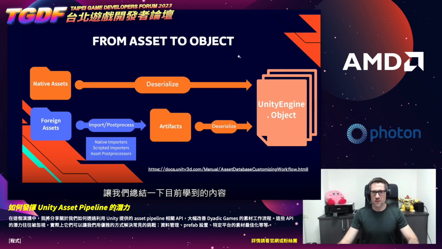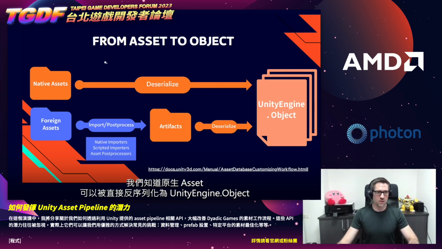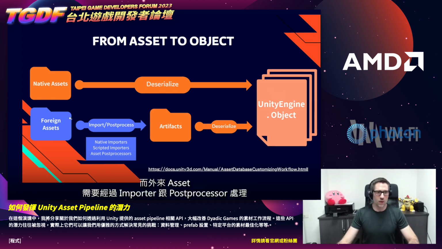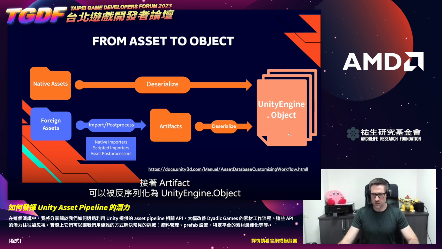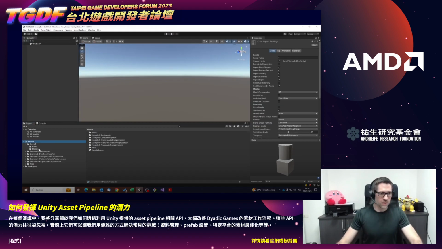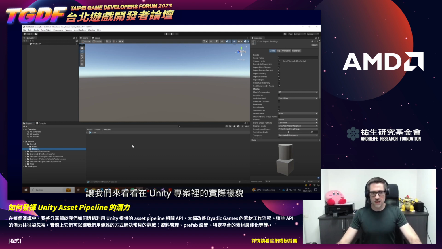Now, let's summarize what we've learned so far. So we know that native assets can be deserialized directly into UnityEngine.Object, while foreign assets need to go through the import and post-processing stage to be then serialized into an artifact, and artifacts can then be deserialized into UnityEngine.Object. So let's see how this looks in the Unity project.